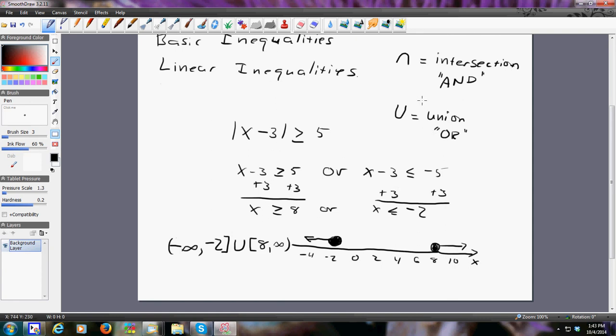And that's it. So that's the basics for inequalities, and we're going to do more with different types of inequalities, so stay tuned.